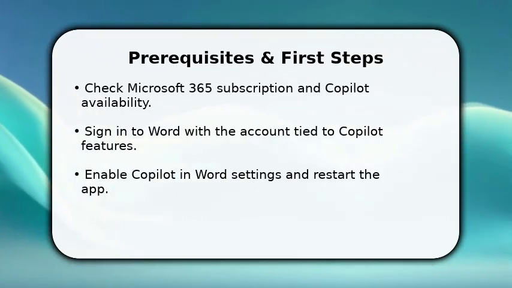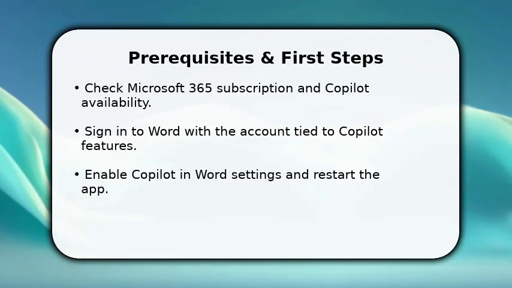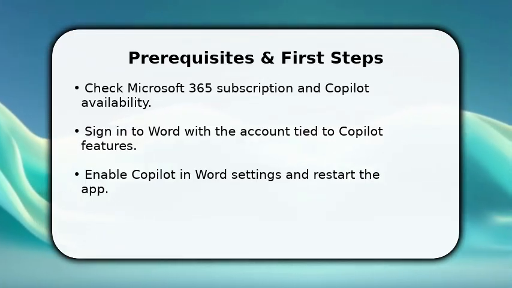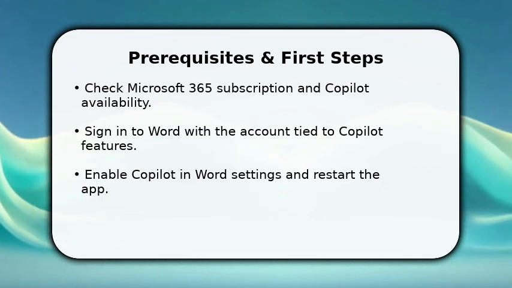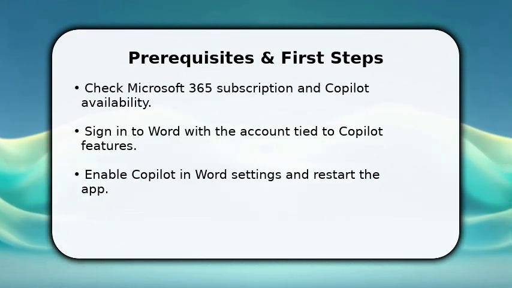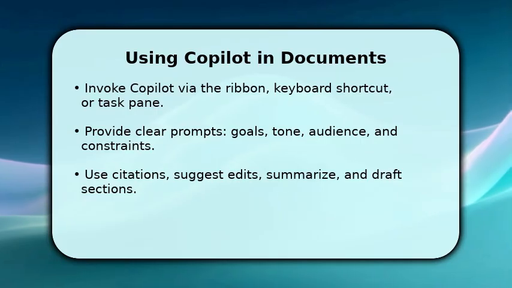Once done, open a sample document and place your cursor where you want help. This gets Copilot ready to assist immediately. Once Copilot is active, open the task pane or use the ribbon icon to start. You can also use a shortcut if configured.